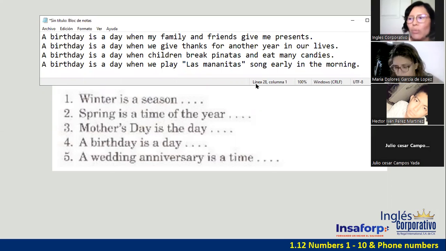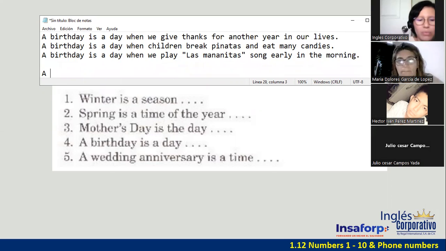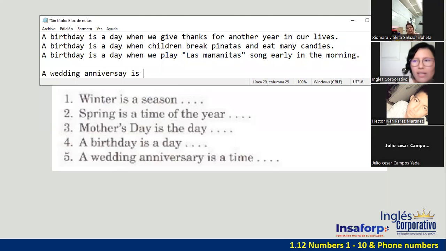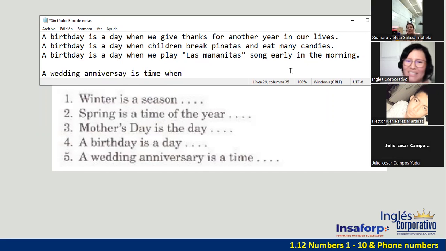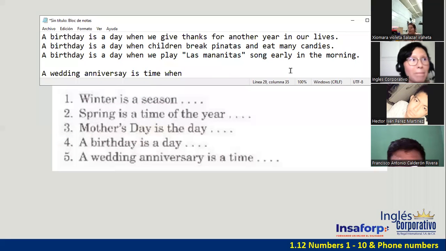Y el último, a wedding anniversary is a time. A wedding anniversary is a time. Wait, espérame, Xiomara. Is a time when? Me ganó. A wedding anniversary is a time when? A wedding anniversary is a time when we remember the day we got married. It's true.